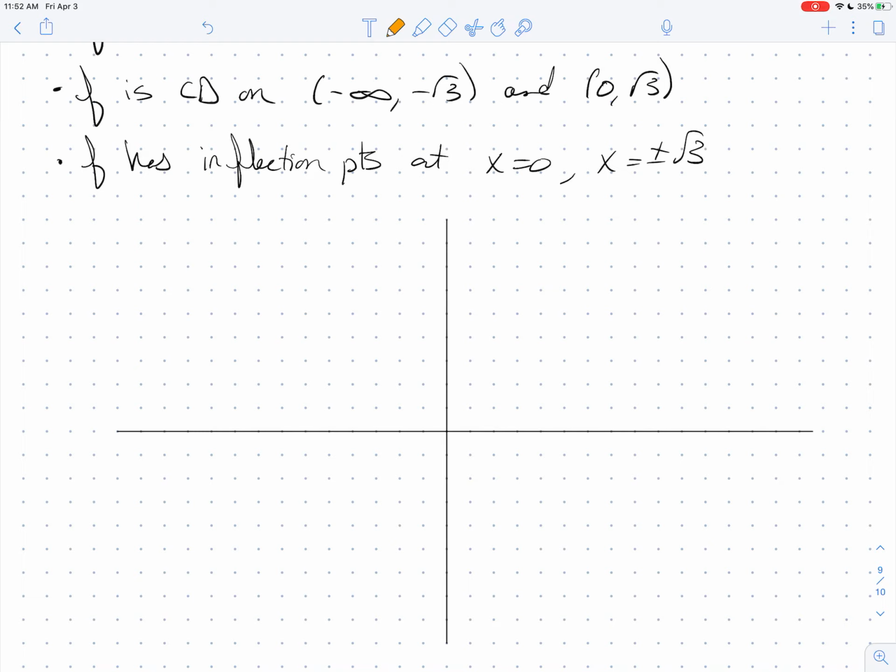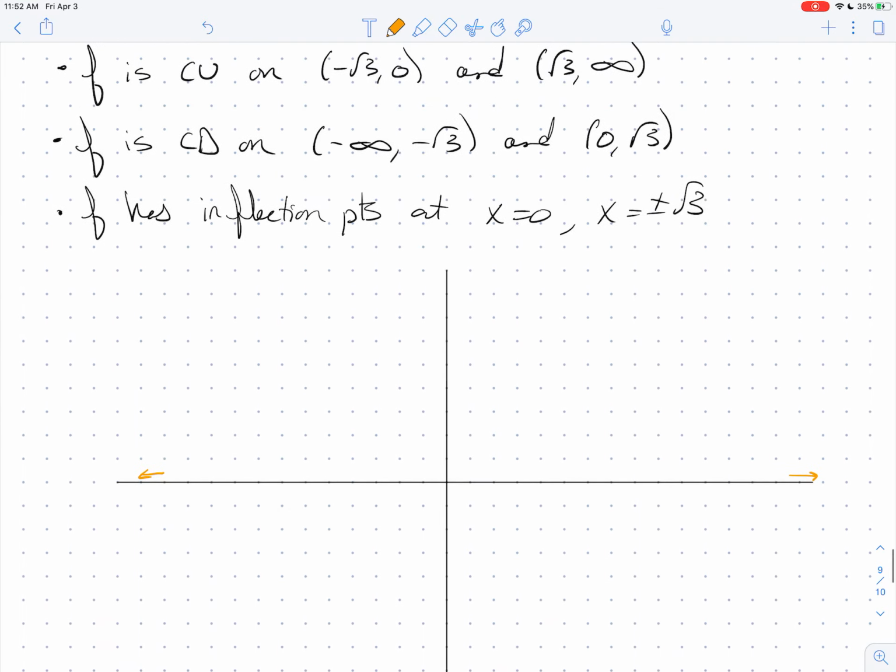I don't know if I'm going to be above the x-axis or below. I'm just going to put an arrow here and an arrow there. Somehow your graph has got to get back to the x-axis as x gets large, and then there's going to be symmetry as well. Let's try and sketch those local extremas. I'm going to make this my 1, and this is going to be my -1.